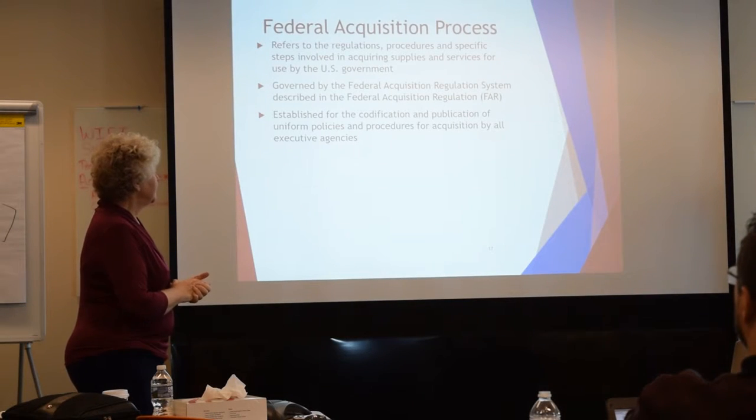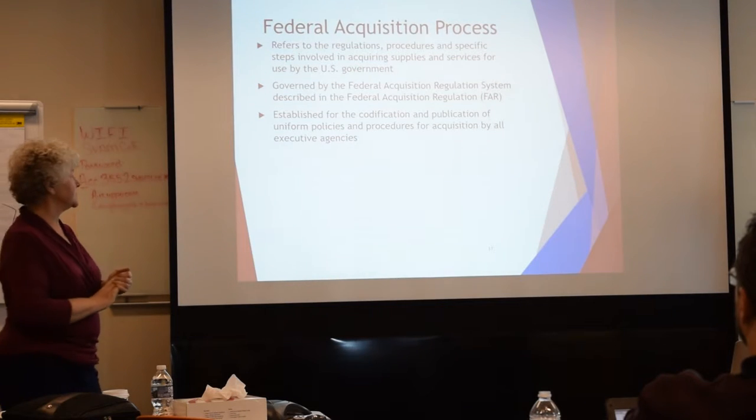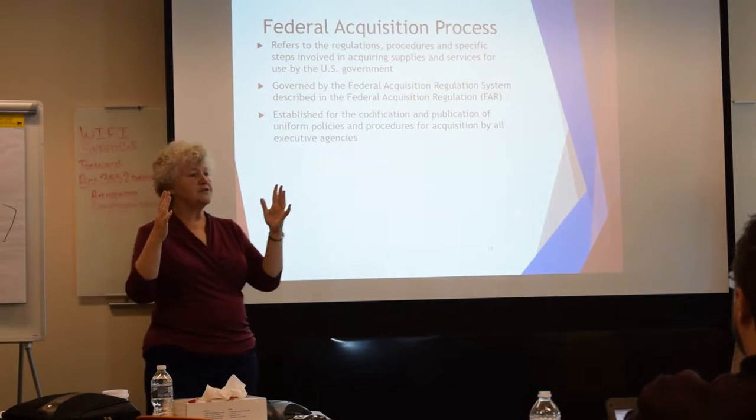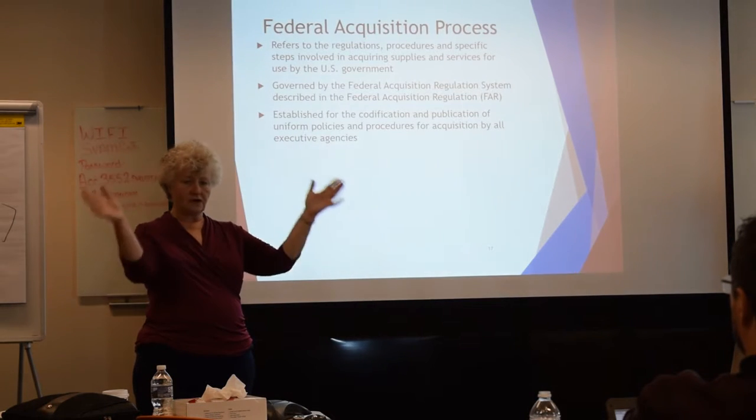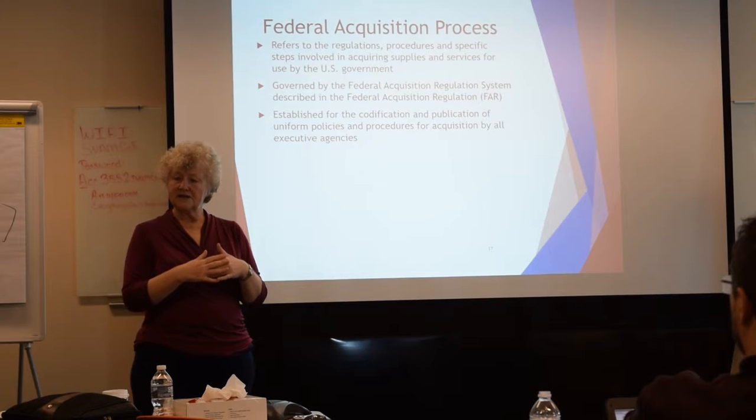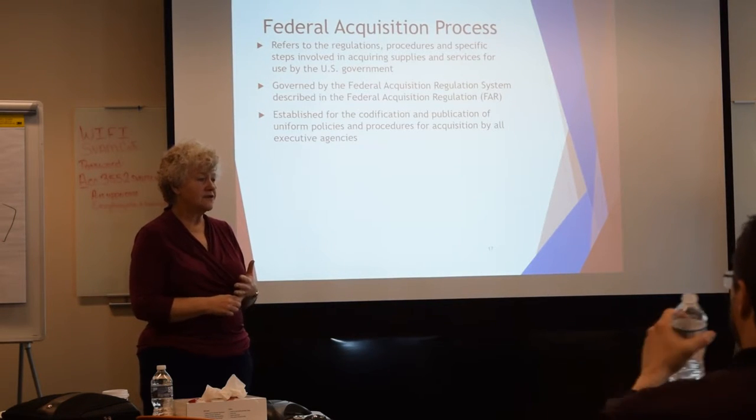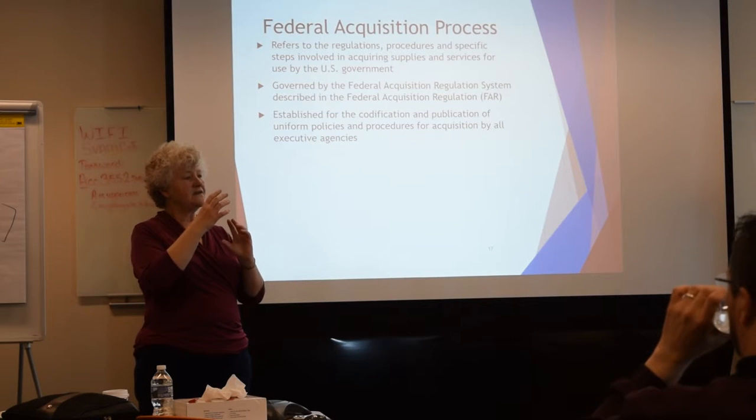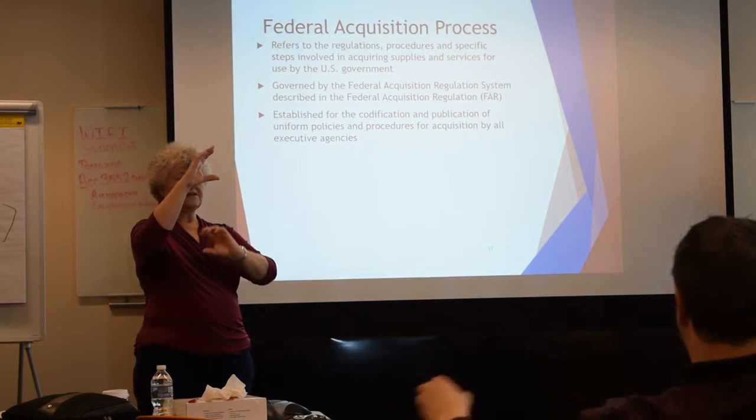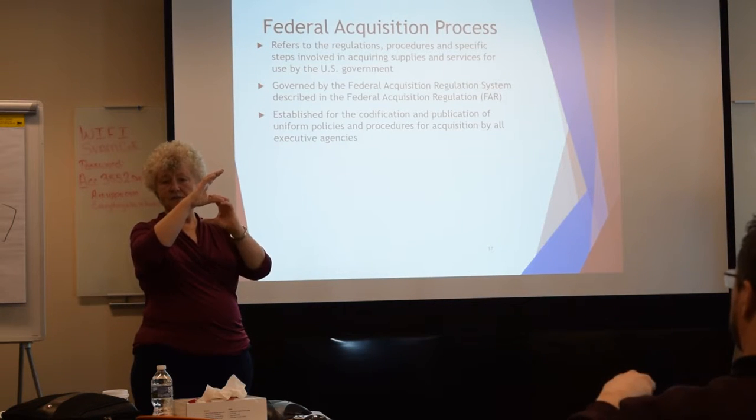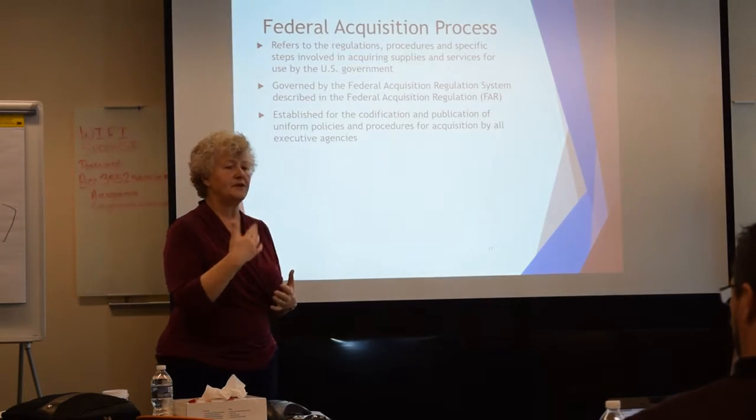It's governed by the Federal Acquisition Regulation System, the FAR. The FAR, the 1,500-page document, is the overarching document. Some agencies have developed their own version of the FAR. NASA has its own version, which they call a supplement to the FAR. So here's the FAR and then here's the NASA supplement. DoD has something called DFAR, which is their supplement.